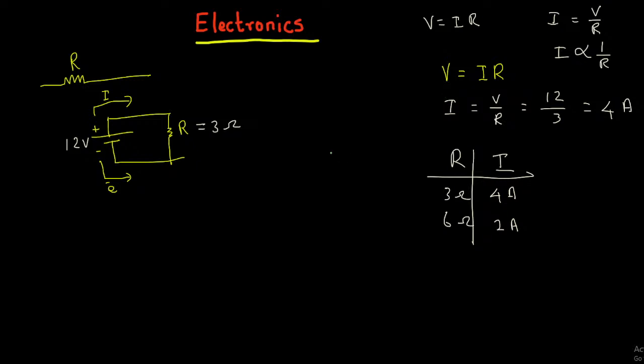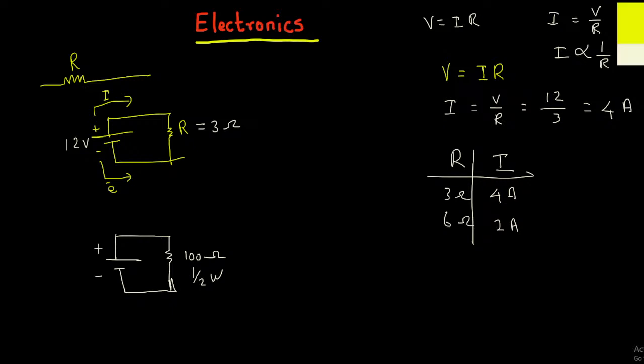And we can also look at the power. So if you take the battery, plus and minus, and I say this is a 100 ohm resistance, and let's say this is half watt, there's a relation between power, voltage and resistance. We can say P is equal to VI, that's one equation, and we can also say P is equal to I square R, that's another equation. And we also have another equation, that is P is equal to V square over R.